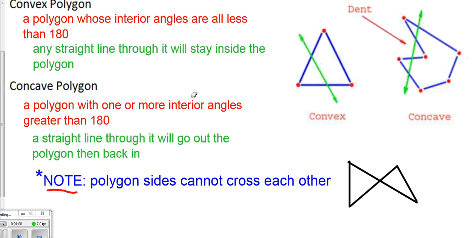A concave polygon will have one or more of the interior angles, the inside angles, being greater than 180. Or you can think of it as a straight line through it will go outside of the polygon and then come back in. So if we look at these inside angles, these ones are all going to be smaller than 180. They don't go past a straight line. This last one though, this piece right here, is bigger than 180. A straight line going all the way across doesn't complete this. This goes past or beyond that straight line.